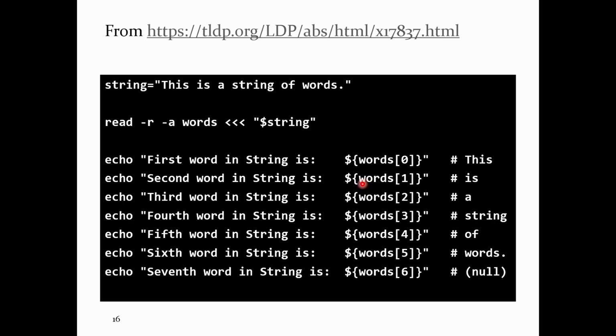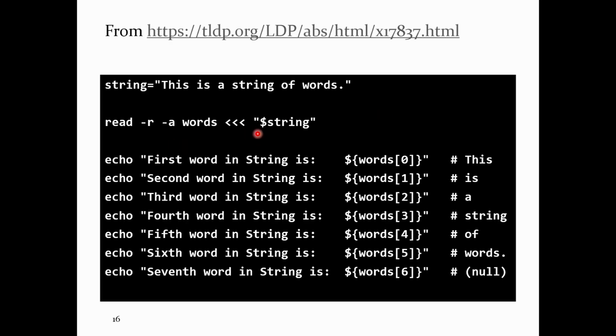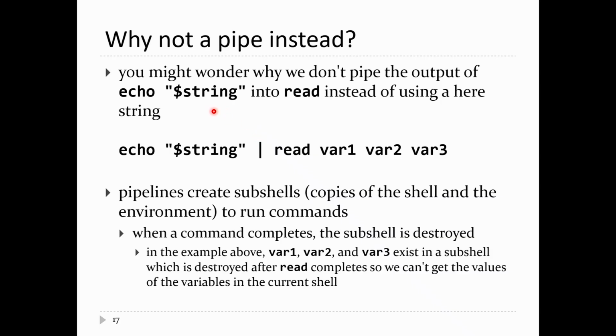right? Okay, now you might ask yourself, why not use a pipe instead? Because I've told you about pipes. So why don't I just pipe, take echo string, because echo string will print something to standard output, and then just pipe it into read, instead of using a here string. So why do I have to use this bizarre syntax here instead of just doing what we had before? In other words, why can't I write echo string pipe read var1, var2, var3? Because that's what a pipe's for. You want to take the output from this command and send it to the input of this command.